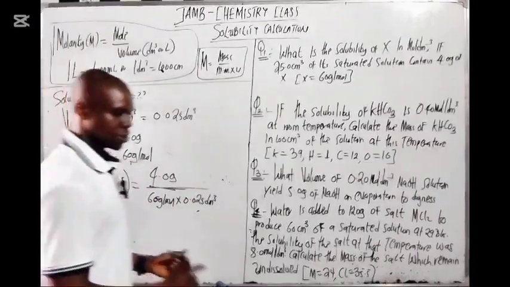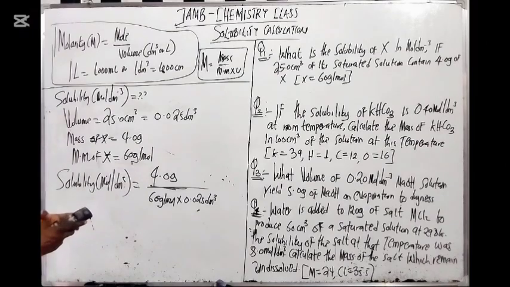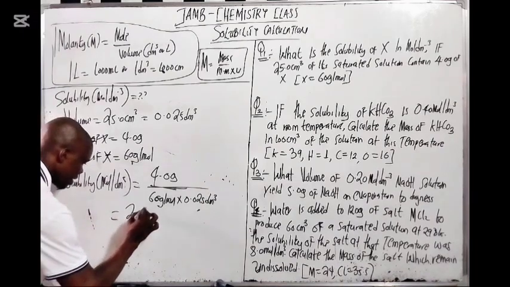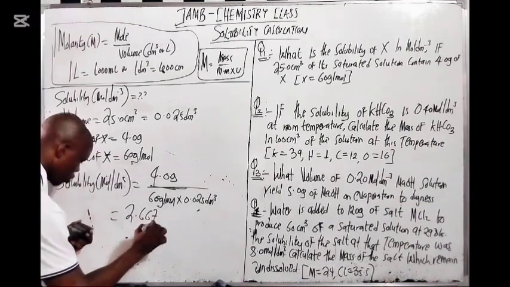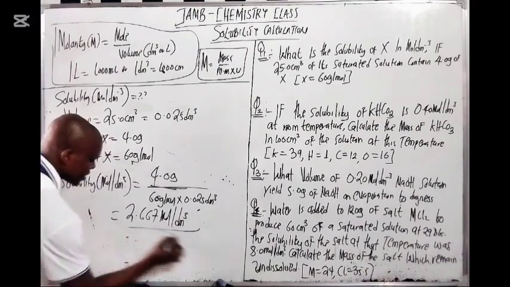So what are you going to get? Use your calculator to get your answer. Here you have 4.0 divided by 60 times 0.025. You get 2.67. So 2.67 what? Mole per what? dm³. This is the answer.